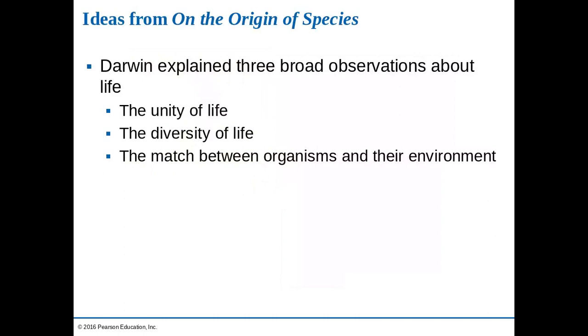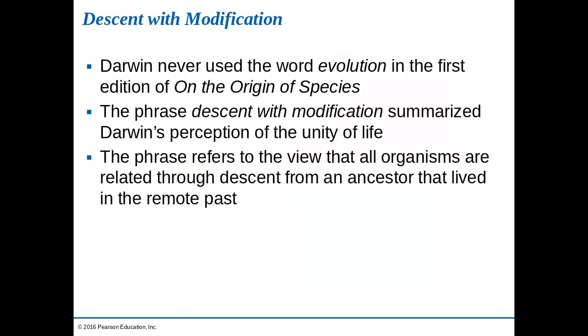So Darwin really explained several observations about life. First, that we are all connected and all share a same common ancestor. Secondly, how diverse species can be and the reason for that. And then finally, the relationship between organisms and their environment. So we'll take each of those in stride.